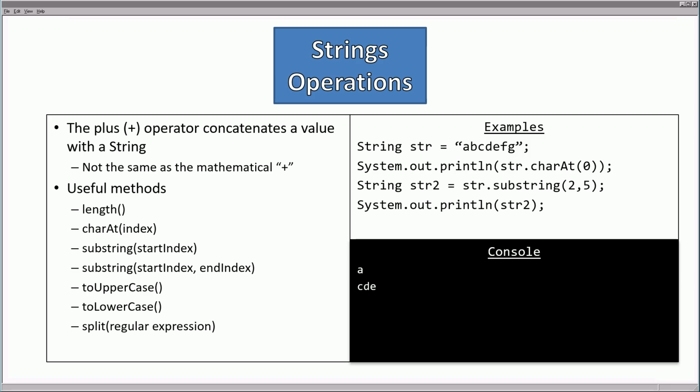Now, besides operators, some useful methods that we use a lot are length, charAt some index, substring starting from some index, substring starting from some index and ending at some index, toUpperCase, toLowerCase, and split using a regular expression. We can see an example over here where we create this string ABCDEFG. Now, if we call System.out.println on this string.charAt index 0, this is the first character. This is why our console would print out A.